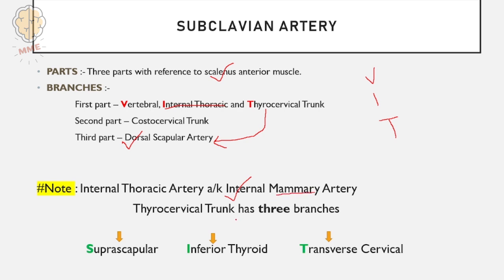Now the thyrocervical trunk has three branches: S for suprascapular, I for inferior thyroid, T for transverse cervical. Here the suprascapular helps in the scapular anastomosis. I will discuss this in a later part of my slide. This was just a teaser for you.